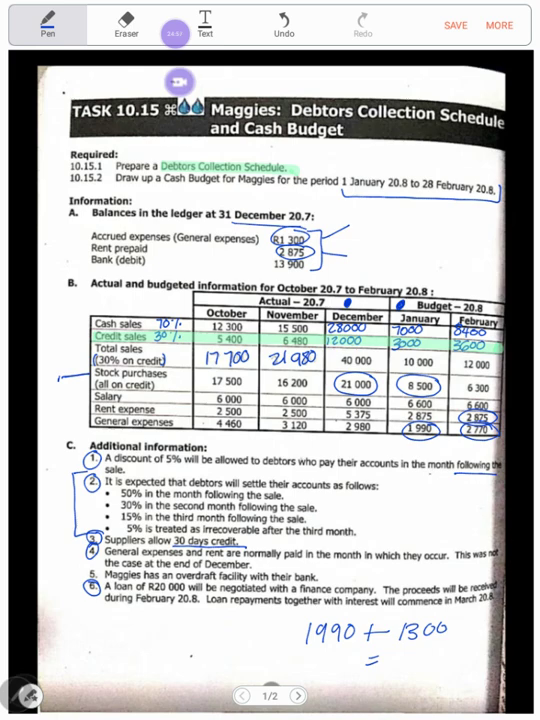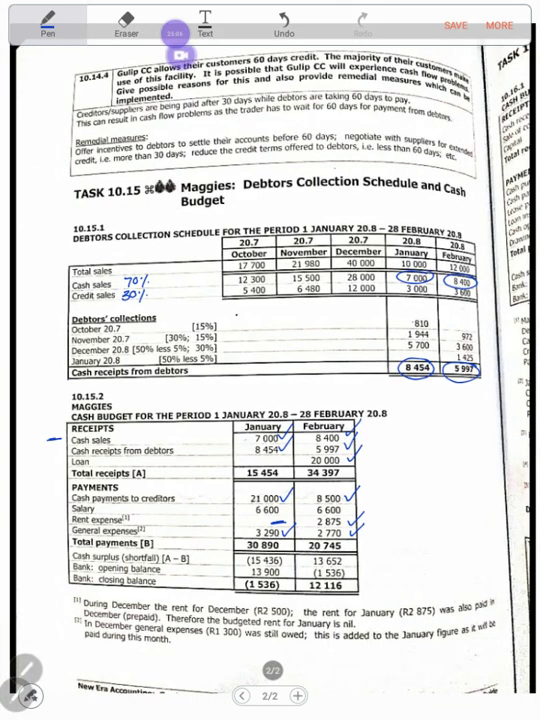Now remember, you still have salary that is not taken into account. We're paying salaries in January and February, and we have to take it into account: 6,600 plus 6,600 in February. What we're going to do now is tally up the monthly payments for the respective months. 21,000 plus 6,600 plus 3,290 gives me total payments worth 30,890.